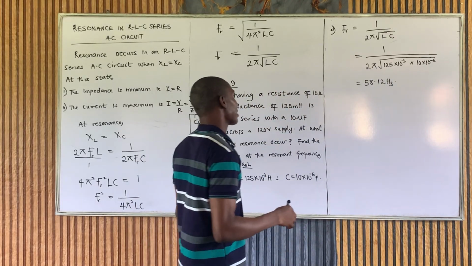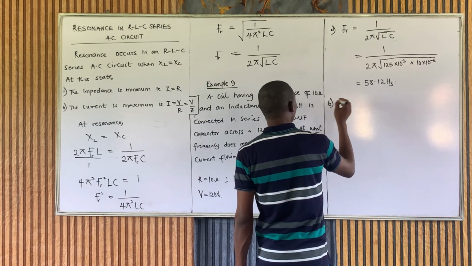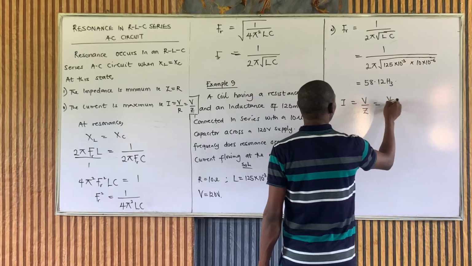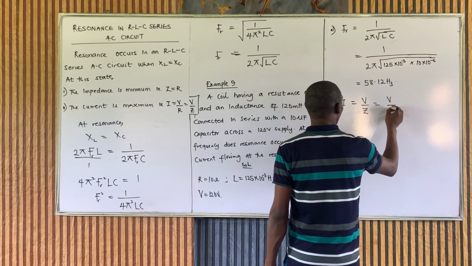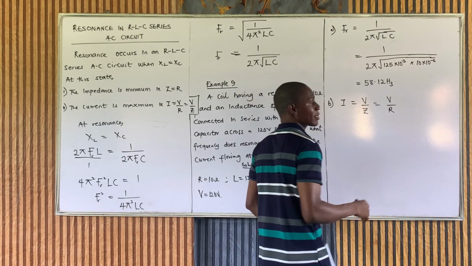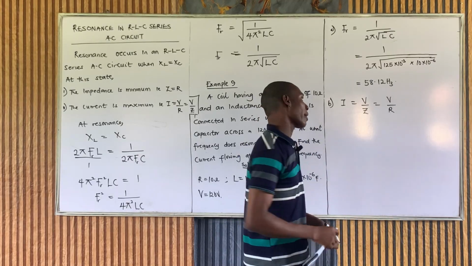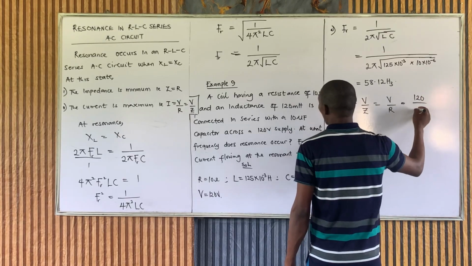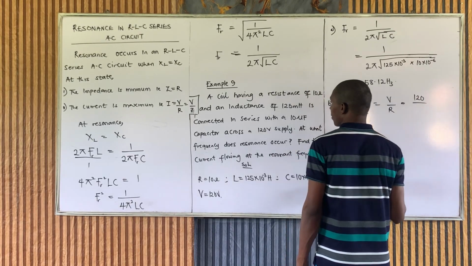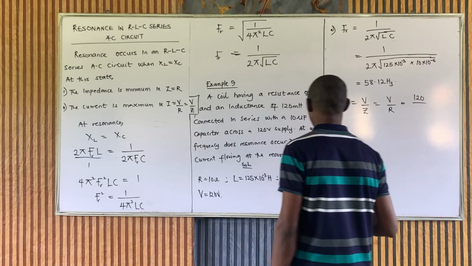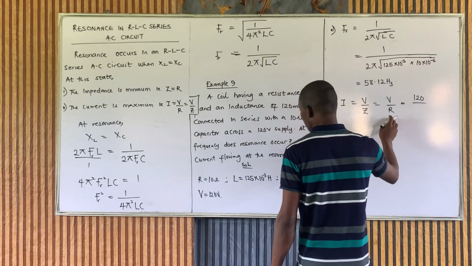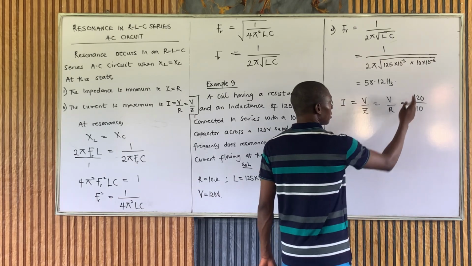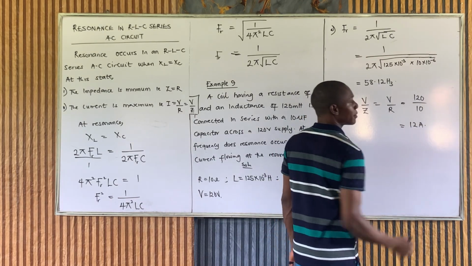The next one is the current. So that's the B. To get this now, we know our current is V over Z, which is V over our R at resonance. At resonance, the value of Z is the same as the value of R. And so if we do that, we're going to have our V, voltage given as 120, over our R, which is 10. It's current you are looking for. So this will give us 12 ampere. So that's that.